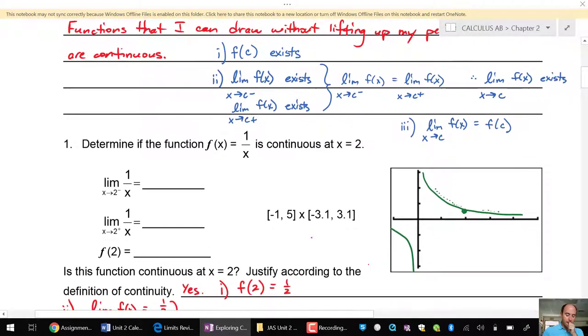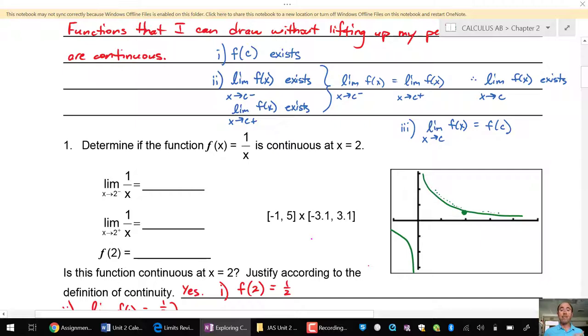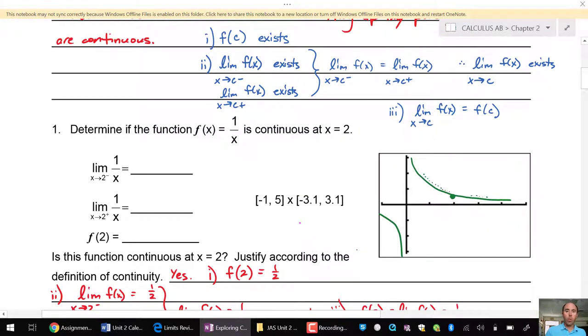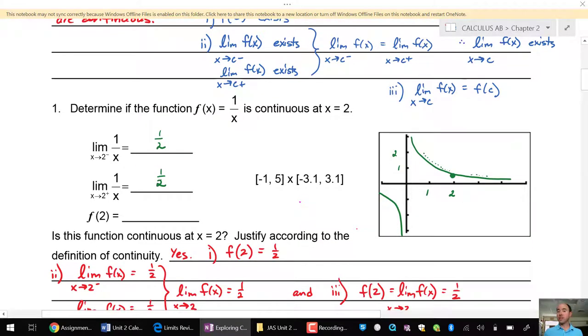Now, here's the first example. Number 1 says determine if the function f of x equals 1 over x is continuous at x equals 2. So let's examine what the limit is as x approaches 2 from the left of 1 over x. Here's the picture. As I approach x equals 2, it appears that I'm approaching 1/2. As I approach 2 from the right, I'm climbing to 1/2. So the two one-sided limits match. What about the function value itself, f of 2? Does f of 2 equal 1/2? Sure enough, it does.